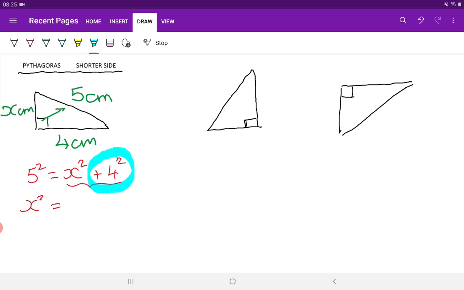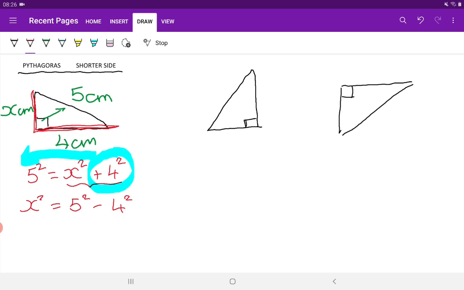Now, if we think about what we do when we do equations, we have to move stuff about, remember you do the opposite. So this is a plus 4 squared, but we really want it on that side with the 5. So the opposite of adding 4 squared is taking it away. Okay, now we don't need to do that every time. You can, if you realise that you're working out a shorter side, so one of these two sides that makes up the right angle, you can just remember that the Pythagoras is going to be a subtract. Wee bit of alliteration for you, shorter side subtract. That's a good way to remember it.